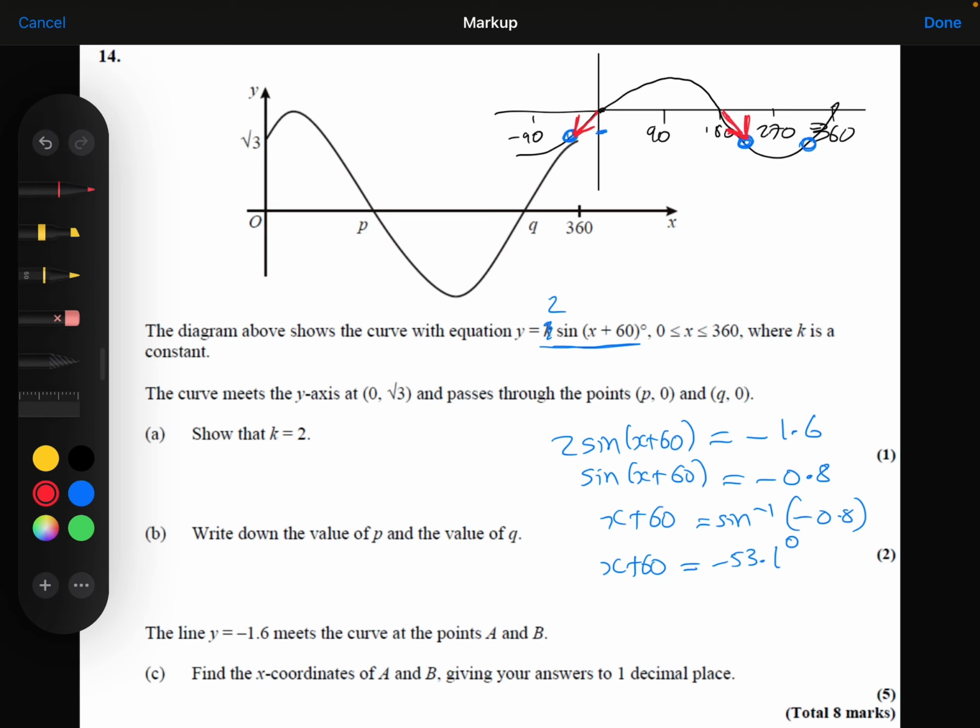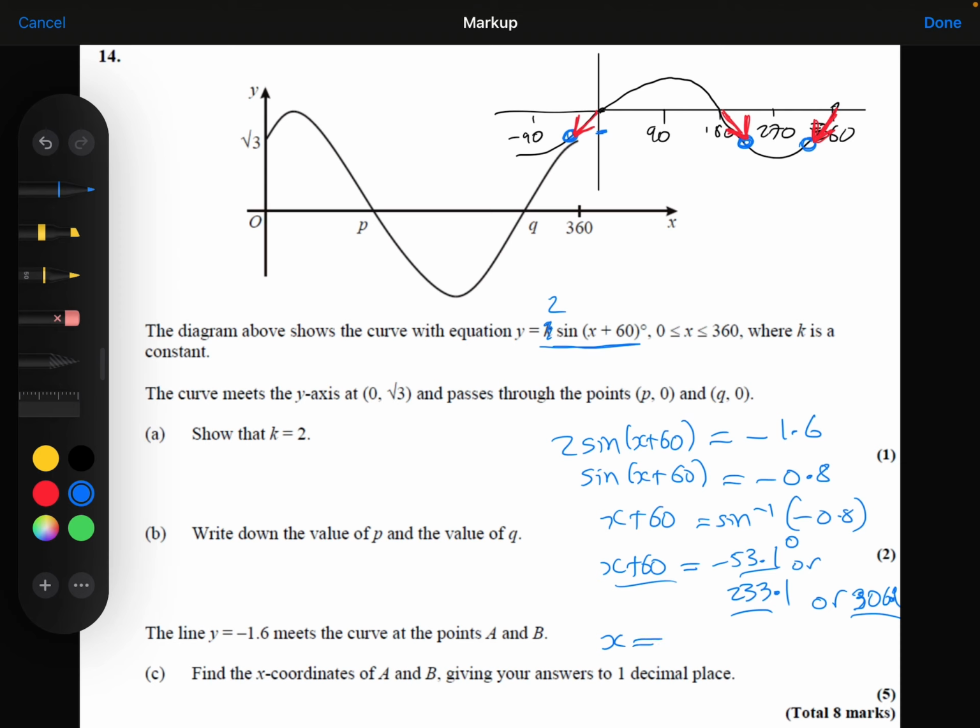So 180 plus 53.1 is going to be 233.1. But also, this is going to be 53.1 as well. So 360 minus 53.1 is going to be, just double check that, 360 minus 53.1 gives 306.9. So these are 3 different answers for x plus 60.